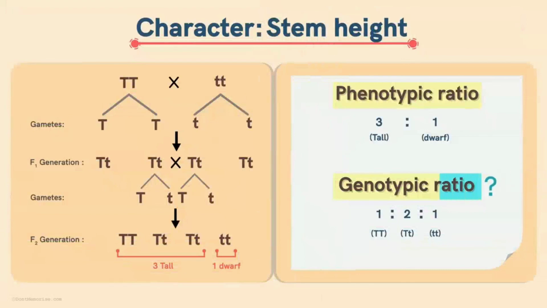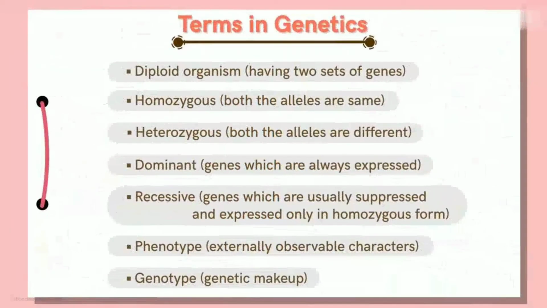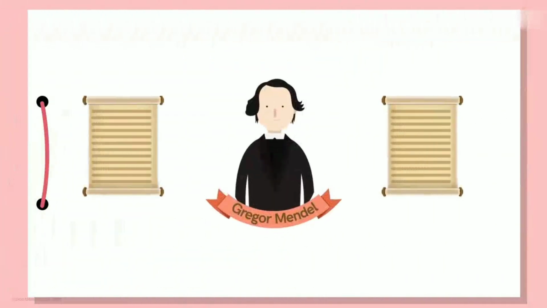How do we understand the genotypic ratio? Well, as we can see, we have one homozygous tall plant, two heterozygous tall plants, and one homozygous dwarf plant. So, the genotypic ratio is 1 to 2 to 1. Now, we are all well versed with the crosses and also a few important terms in genetics. Take a moment to go through these important terms once. Let's now move ahead and understand Gregor Mendel's experiments further.